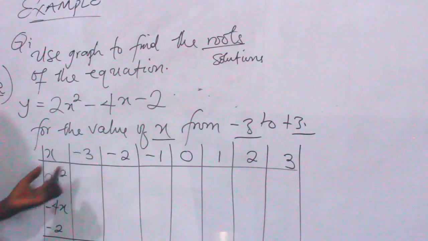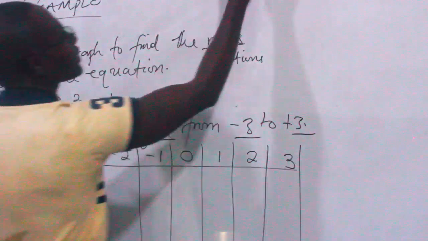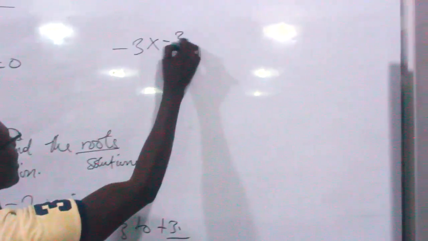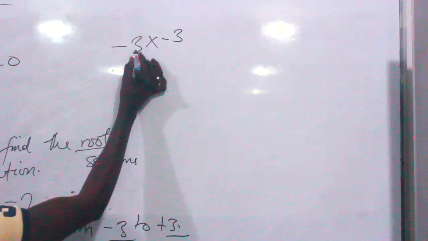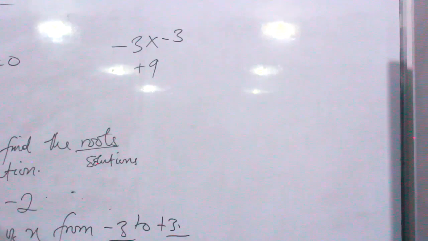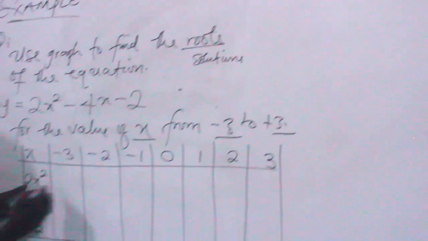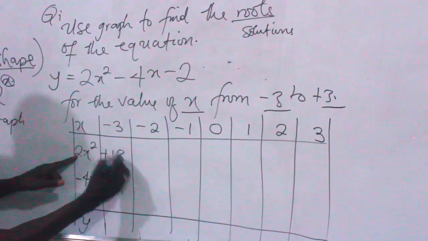When x is minus 3, minus 3 squared is the same as minus 3 times minus 3. Minus times minus, of course, is plus. 3 times 3 gives 9. So minus 3 squared is 9, plus 9 times 2 will be what? Plus 18.